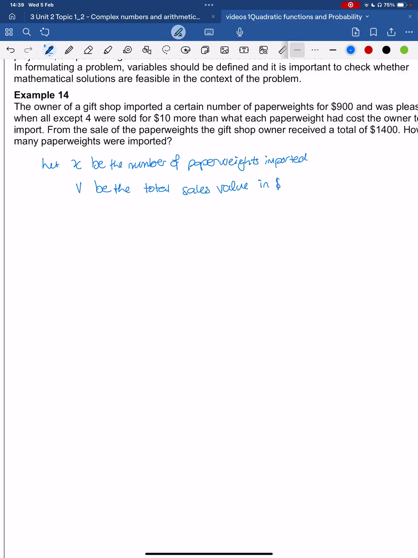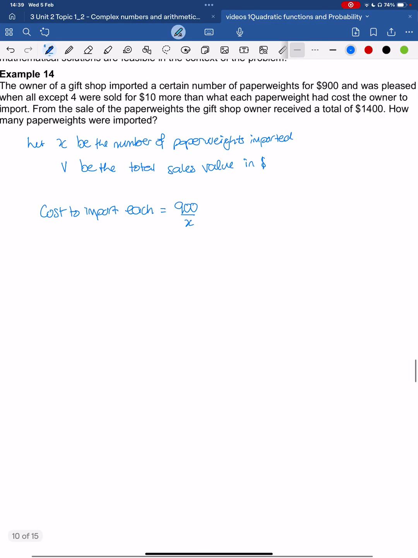Now it cost me $900 to import them, so I can figure out how much each one costs me, right? So the cost to import each must be 900 over however many I imported, so 900 over x. And it told me that I sold them for $10 more. Okay, so the sales value of each is going to have to be whatever it cost me plus $10.